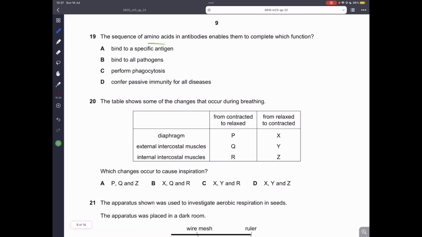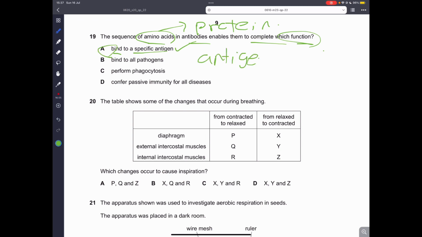Question 19. The sequence of amino acids in antibodies enables them to complete which function? The sequence of amino acids determines the type of protein that they will produce. A different amino acid sequence will produce a different type of protein, and this enables antibodies to work. So what is the function of antibodies? Well, antibodies will bind to a specific antigen. Remember, antigen is just a fancy biological term for foreign particles.